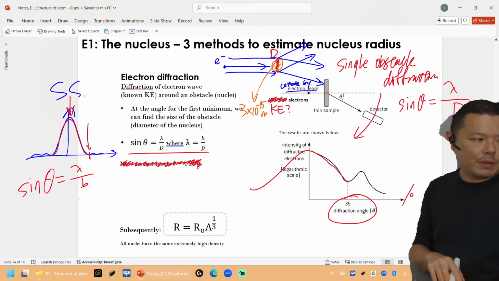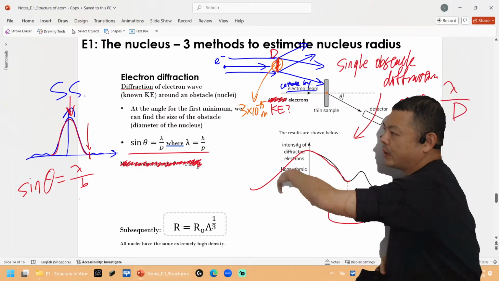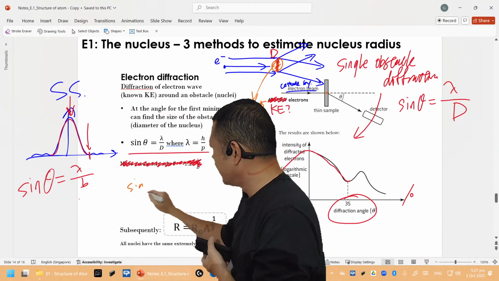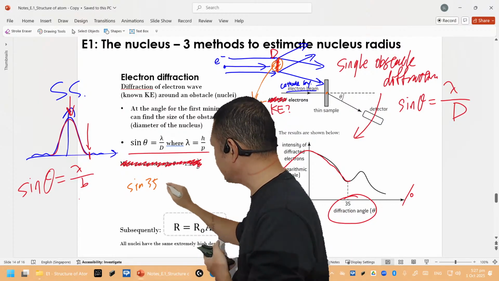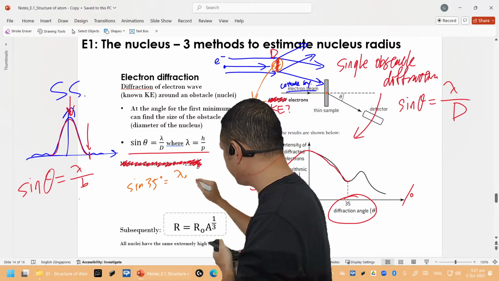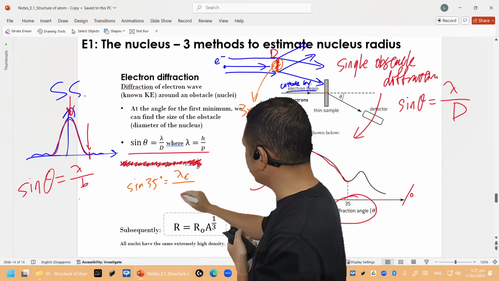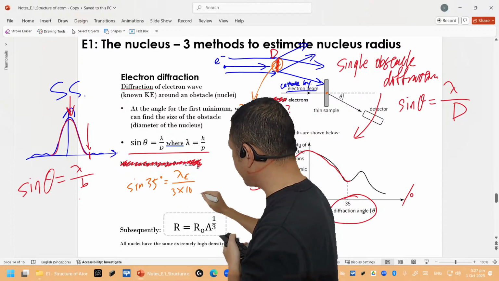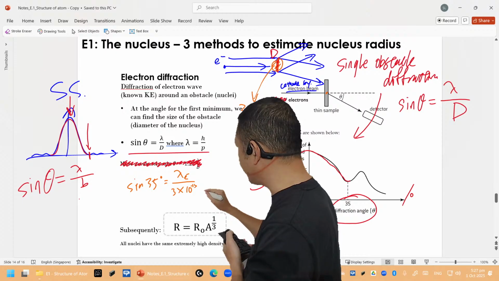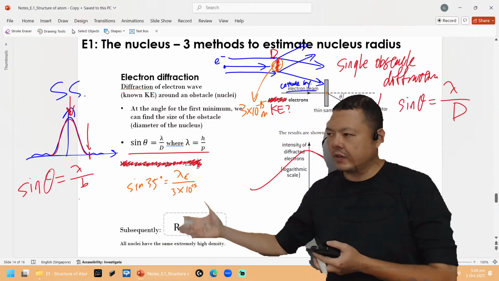Like how fast were the electrons? How much KE do the electrons have? We're going to work backwards now. First things first, we use sine theta equals lambda over d. I gave you the d already, and I gave you the 35 degrees. So sine 35 degrees in degree mode on your calculator equals lambda of my electron beam over the size of that nucleus, 3 times 10 to the power minus 15. Notice how I agreed with his value. It's not some random value, because 10 to the power minus 15 is the typical size of a nucleus. So anything like 3, 4, 5 is okay.